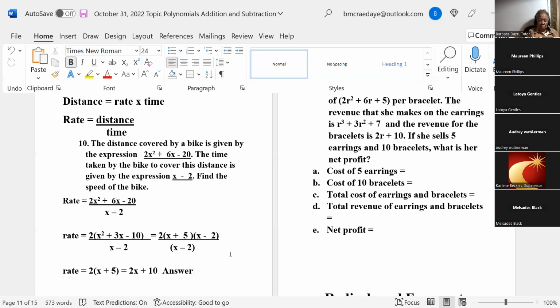Okay. But remember, actually I gave this to see who would remember how to factor a quadratic, because we had this before. You remember us factoring quadratics? Yes?